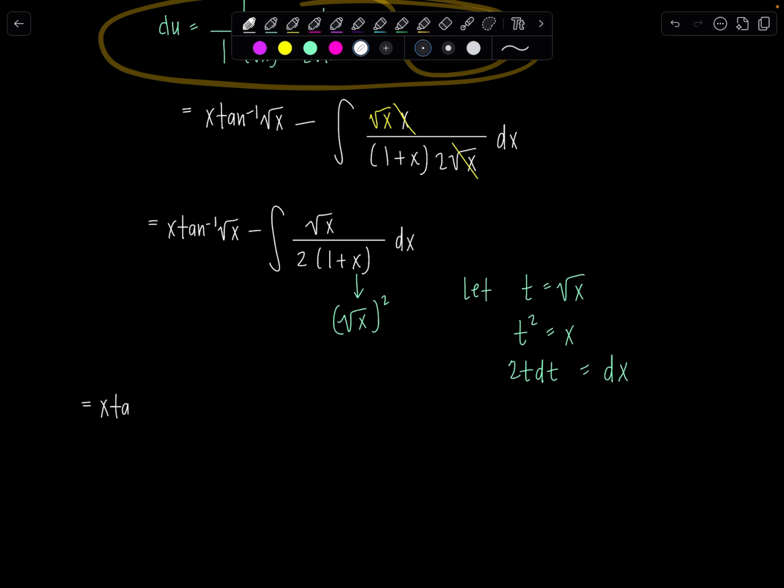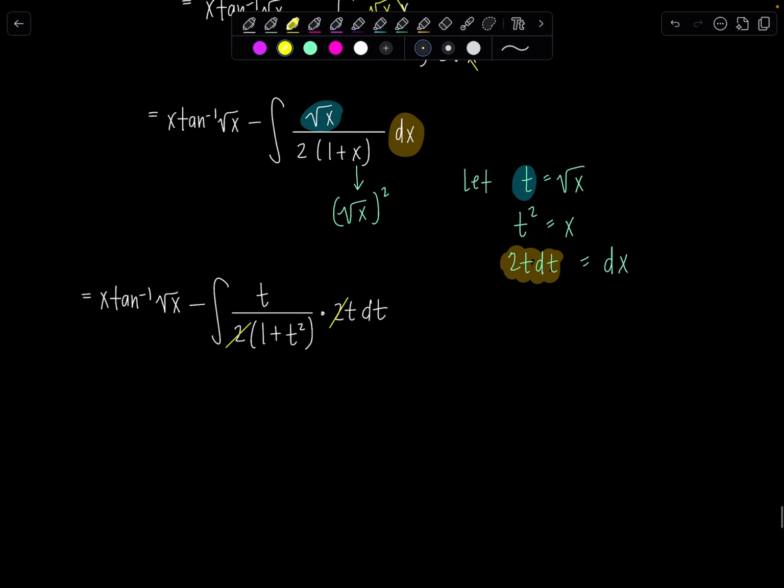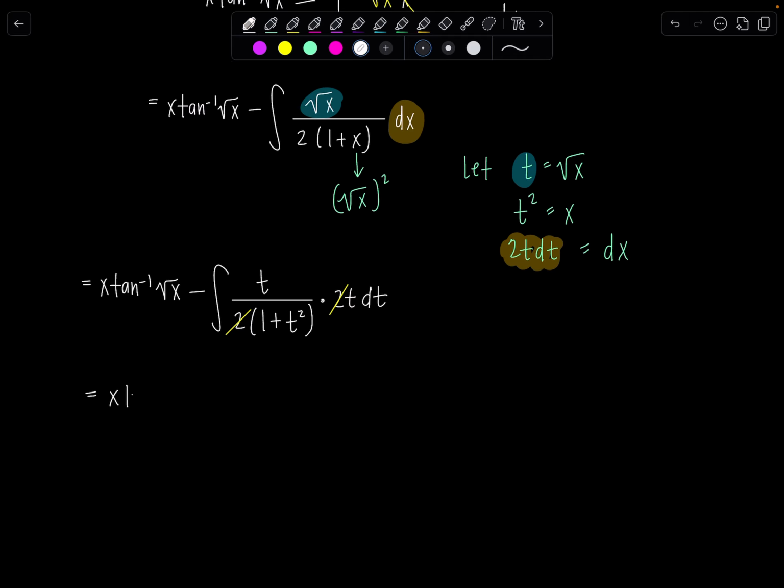Okay, let's make that substitution now. So leave this out here, x tan inverse rad x minus the integral. Plain old rad x up top, that's t, over 2 times 1 plus rad x squared, which would be t squared, and then dx is 2t dt. Okay, perfect. Now the 2's cancel, and then I'm kind of back to where I was earlier, right? So you have x tan inverse rad x minus the integral of t squared over 1 plus t squared dt.